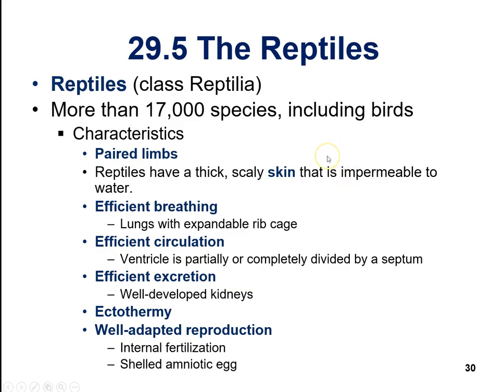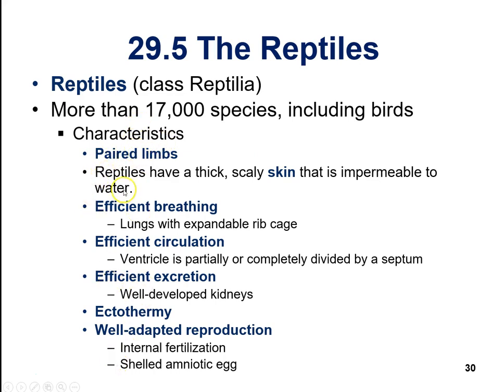All right, so that brings us to the next group, which is the reptiles. There are about 17,000 species, including birds, right? At one point, birds were not classified as reptiles, but they have now been classified in the reptile group. So if I ask you if a bird is a reptile, the answer is yes, based on the current classification. Again, we should know these characteristics.